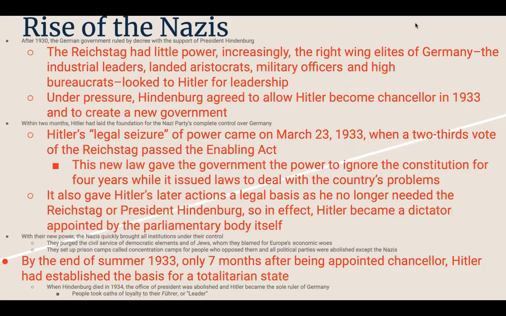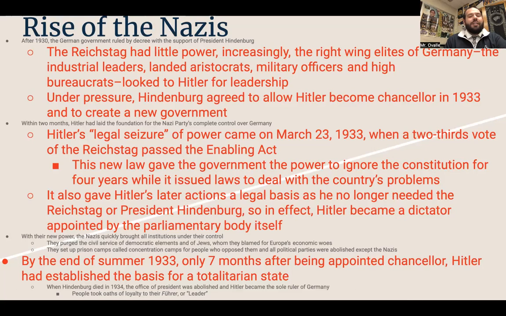After 1930, the German government was ruled by decree with the support of President Hindenburg, not Heisenberg, Hindenburg. The Reichstag had little power. Increasingly, the right-wing elites of Germany, industrial leaders, landed aristocrats, military officers, and high bureaucrats looked to Hitler for leadership. They're like, we can use this guy to get us anything and everything we want. Under pressure, Hindenburg agreed to allow Hitler to become chancellor in 1933 and to create a new government.